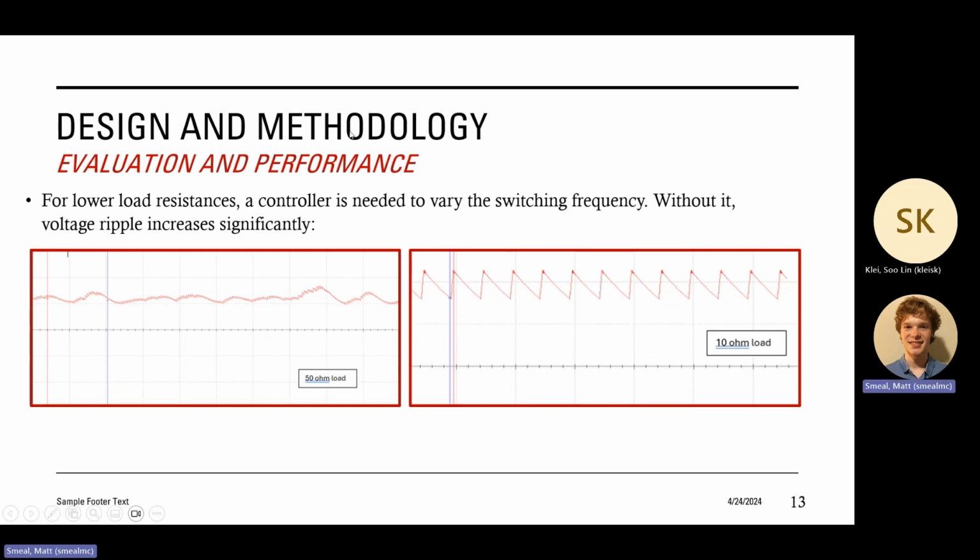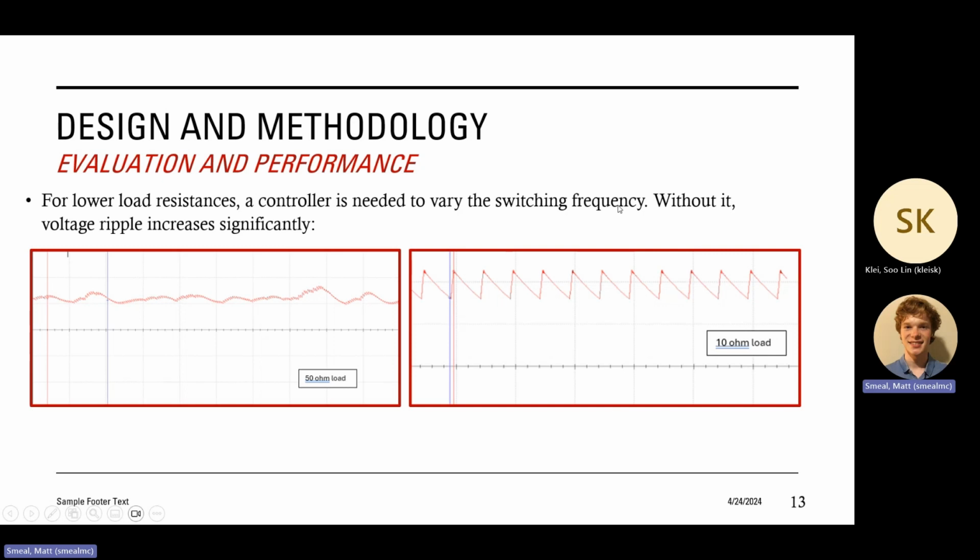So for further evaluation and performance, these are the lower load resistances shown over here. This is 50 and 10 ohms. And you can see some pretty major spikes. Definitely need a controller to help deal with the switching frequency.